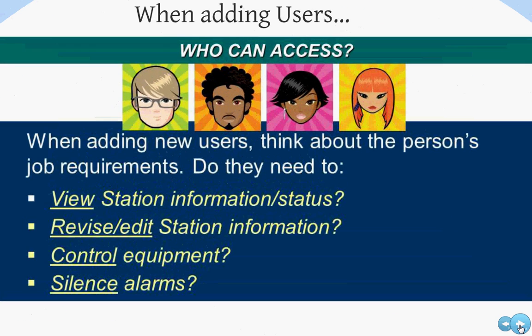Let's think about those users. Do they need to view a station and maybe not make any changes at all, but they'd like to be able to see it? Maybe they need to revise or edit the station information, so we need to give them write access to the system. Do they need to actually control equipment or silence alarms? Do they want to view histories or change schedules? Those kinds of things.